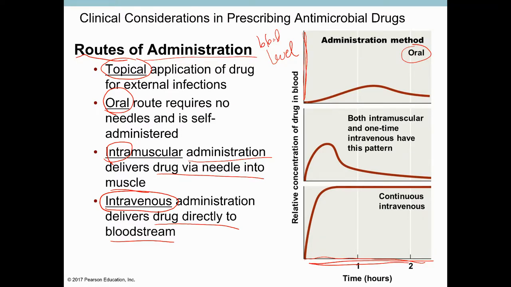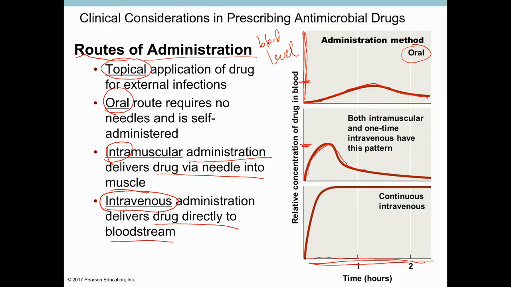When you take a drug orally, it takes a while. It does get into the blood supply because there's a lot of vasculature in the digestive tract, so it will be absorbed into the blood. It takes a while and it doesn't reach a super high level. If you get an injection either into the muscle or into a vein, a one-time injection, you'll get a much quicker and a much higher level.